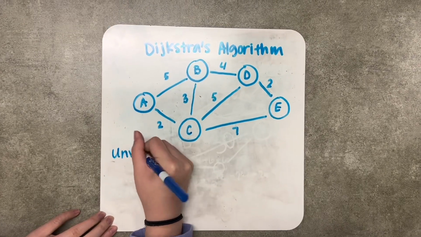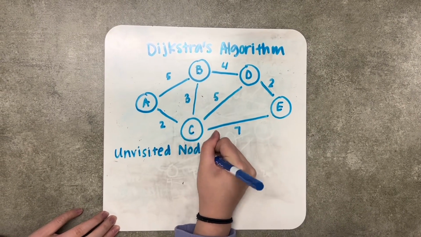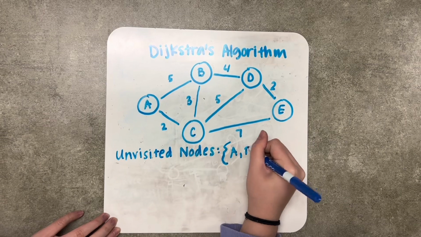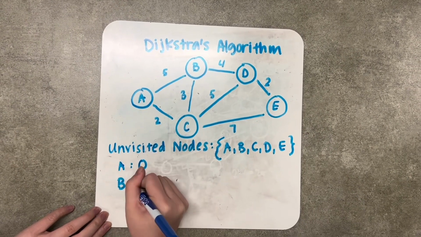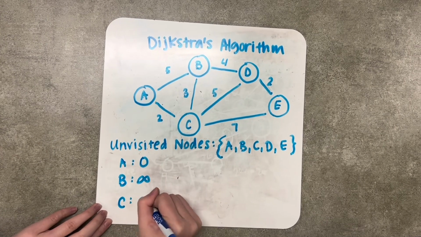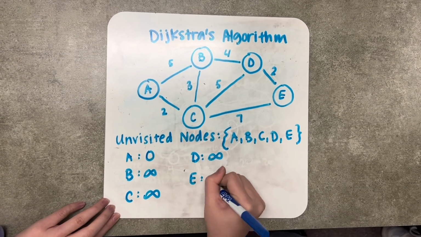We have a list of the unvisited nodes and track the distance between the source node to each individual node. In this case, we're starting at node A, so the distance is 0. The distance to the other nodes from A is unknown, so they begin at infinity.